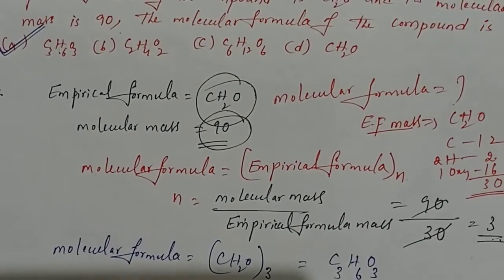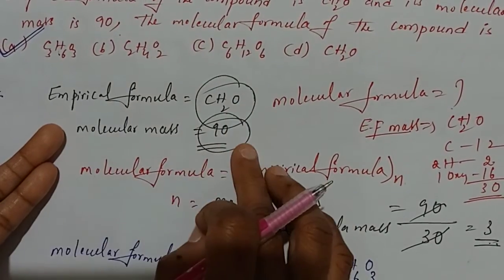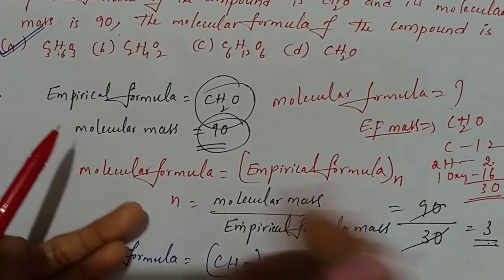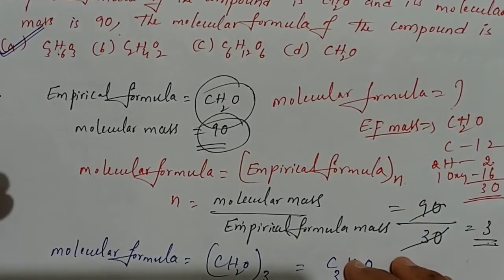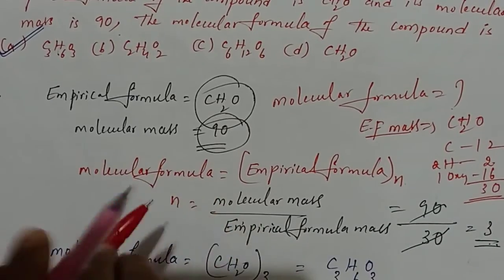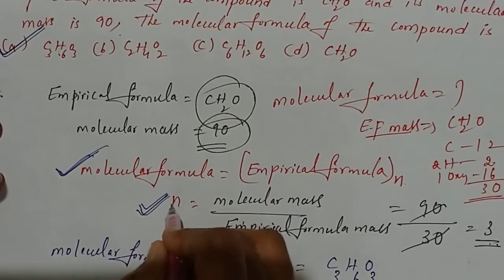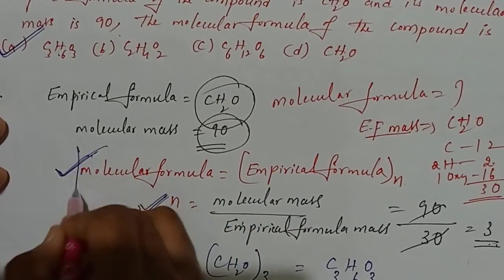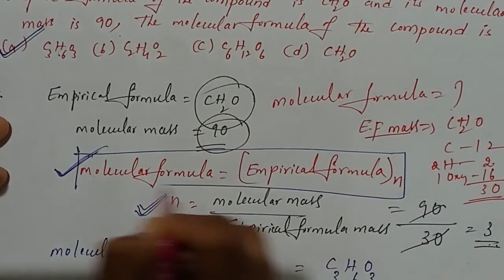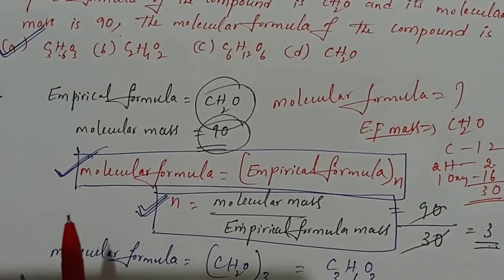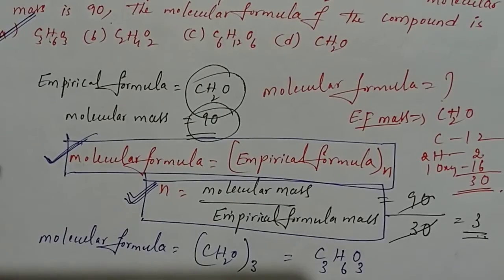Clear, students, how to find it? Empirical formula given, molecular mass given. Molecular formula is equal to empirical formula into N. N is equal to molecular mass by empirical formula mass. So these two are the formulas, students. These two formulas are important. You have to practice these two formulas. So this is about the empirical formula problems.